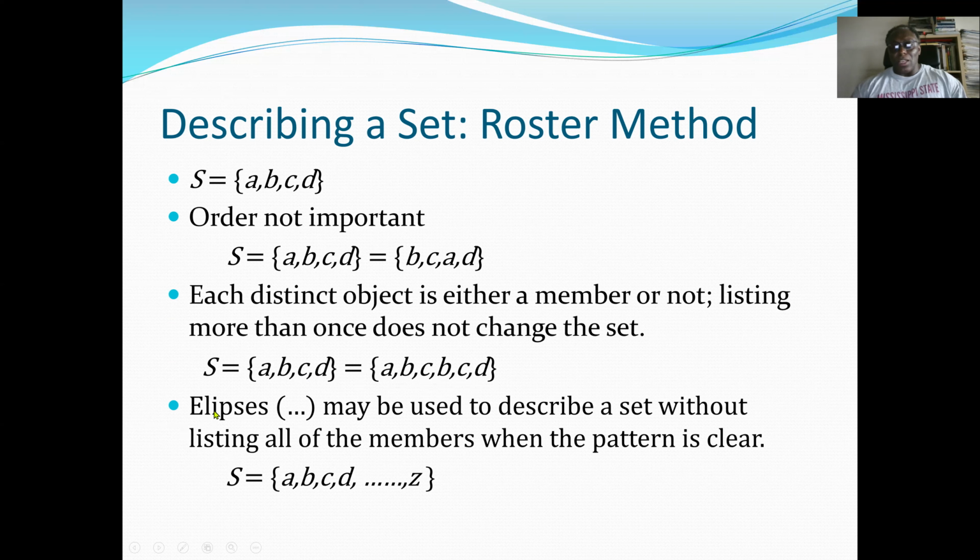Also, sometimes we may see ellipses in the braces for the set. For example, here we have set S, it's A, B, C, D, up to Z. What we are saying here, by using the ellipsis, means we don't want to write all the characters A, B, C, D, E, F, G, H, up to Z. So we just see the pattern. I have A, B, C, D, then the ellipsis, then Z, which means A, B, C, D, E, F, G, up to Z. So we use the ellipsis to describe a set without listing all of the elements when the pattern is clear.